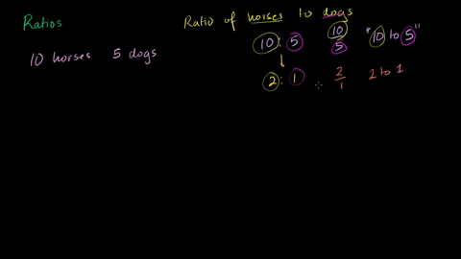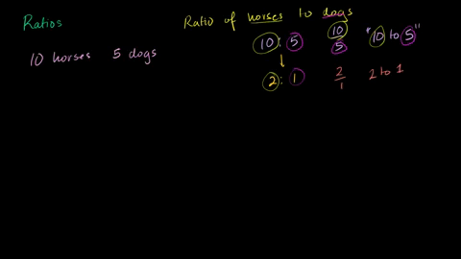And what's interesting about ratios is that it doesn't always have to be literally the number of horses and the number of dogs you have. What a ratio tells you is how many horses I have for every dog, or how many dogs I have for every horse.